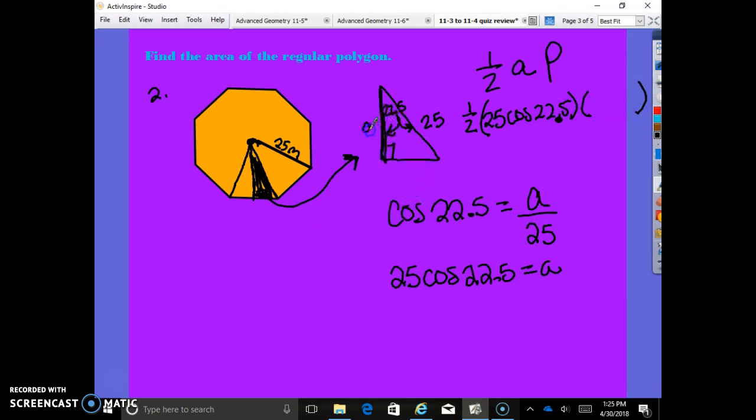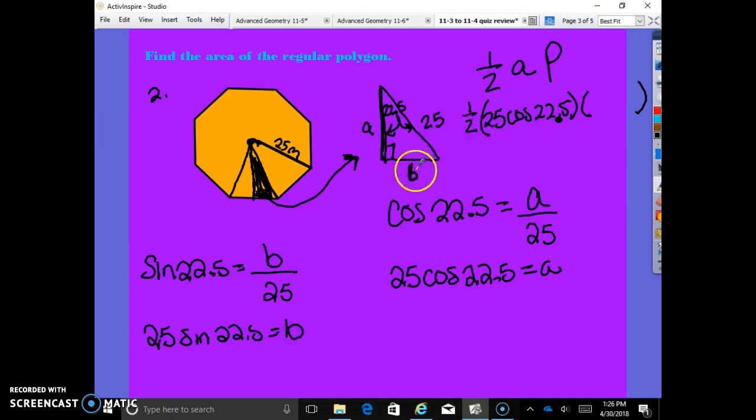For our perimeter, we need this base right here. We need opposite, we have hypotenuse. Opposite and hypotenuse is sine. Sine of 22.5 equals our opposite over our hypotenuse. So 25 sine 22.5 is this part of the base right here. But we need double that for the whole base, right? So times 2.